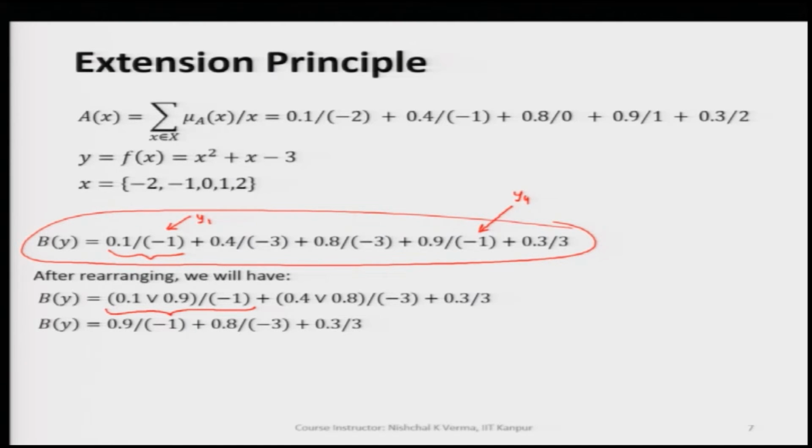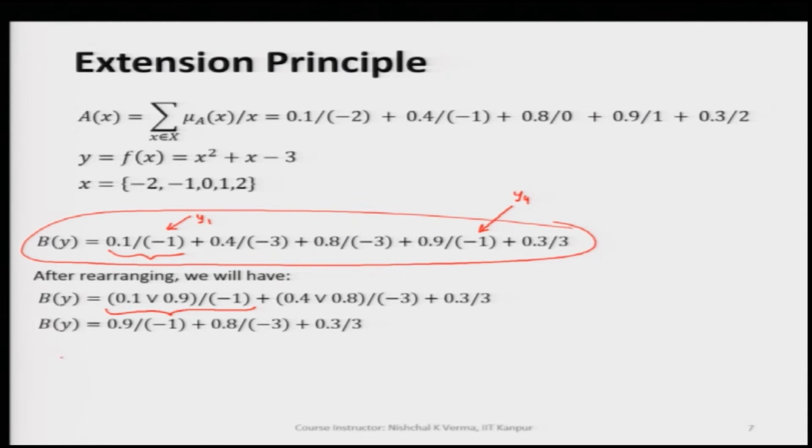So, this means for the same value of the generic variable, we are getting two membership values, and this is the conflicting situation. So, which one to keep, because we can only have one membership value. So, we take the max of 0.1 and 0.9. Max of 0.1 and 0.9 is 0.9. That is how we avoid this conflicting situation, by keeping 0.9 for the generic variable value minus 1.